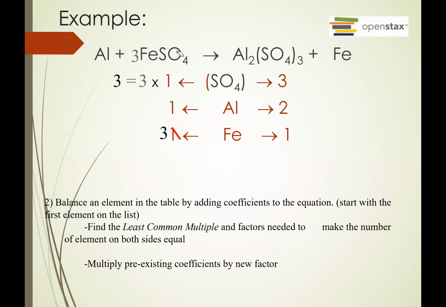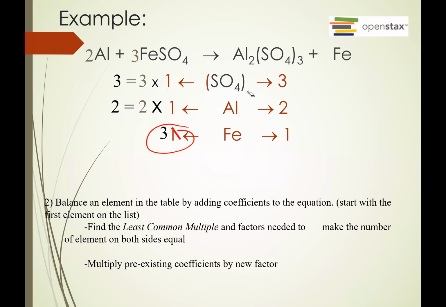So let's do aluminum. We have 2 aluminums here and 1 aluminum in our reactant. So if we multiply this one by 2, and then we take this 2 and put it up here, now we've got 2 aluminums. And that didn't wreck anything else. Didn't affect our aluminums. So now our aluminums are balanced, our sulfates are balanced, but our irons are not balanced because we have 3 over here and 1 over here.